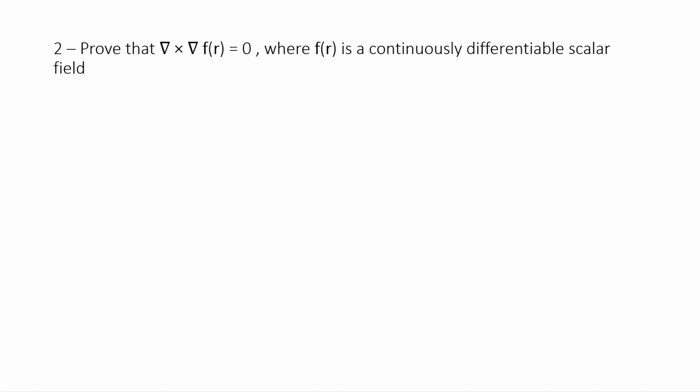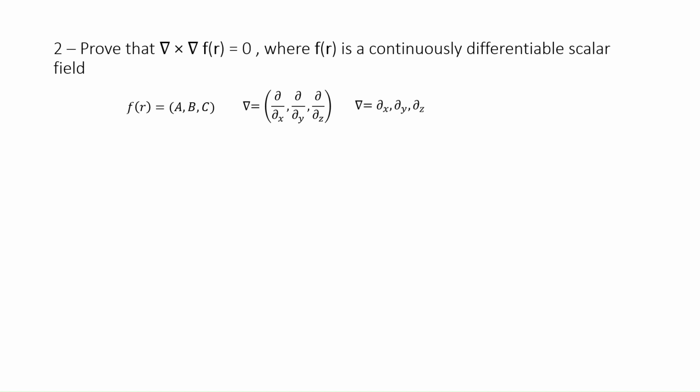Our next question asks us to prove that del cross del fr equals 0, where fr is a continuously differentiable scalar field. Now, as before, we can write out all of the things from the equation like this, but notice that fr is a scalar field, so instead of having components of fx, fy, and fz, we have values of a, b, and c. And del stays the same as before, dx, dy, dz.